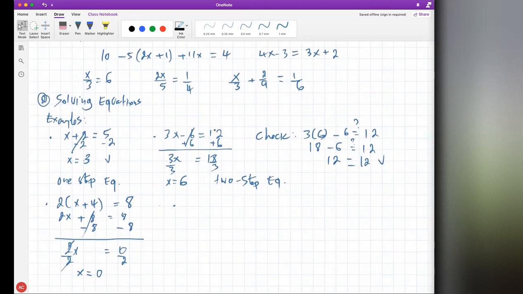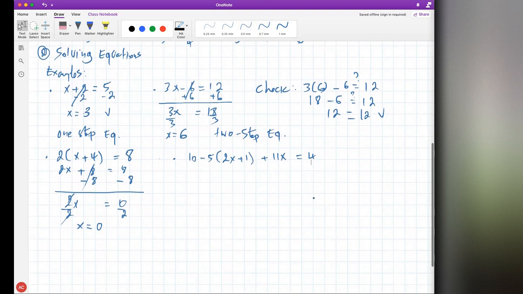Next one, we have a longer equation here. Okay, so let's see how to solve this equation. So a bit longer than this, so let's write it down first. All right, so what do we do first here? You solve the parentheses. That's right. So always distribute first.